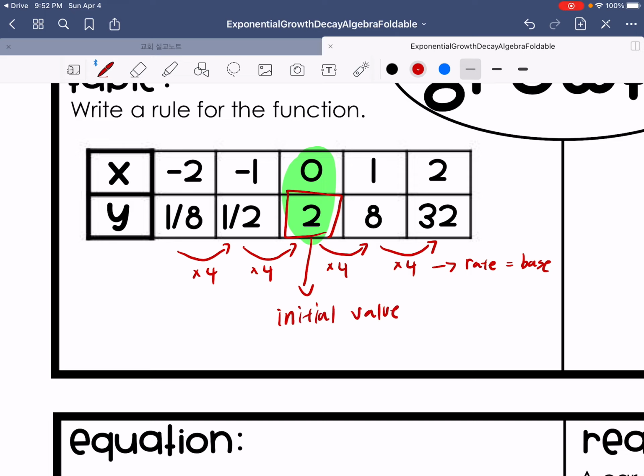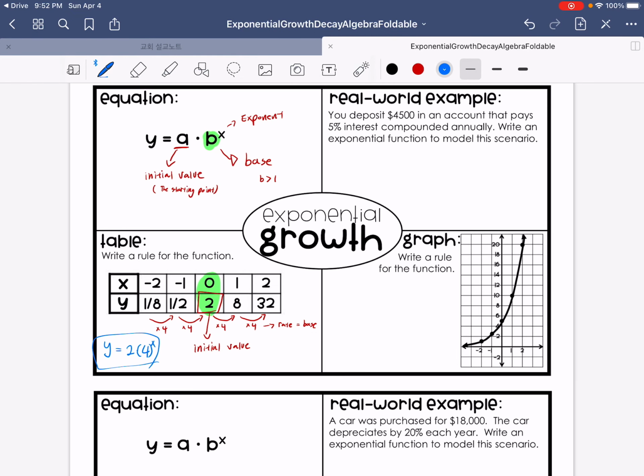Okay. So our equation is going to be y equals 2 times, that's initial value. Our rate is going to be what? 4, right? 4 to the x power. Let me put parentheses. This is going to be our equation for this one. So y equals a times b to the x power. A is going to be our initial value, which is 2, and b is our rate, which is 4. Okay.